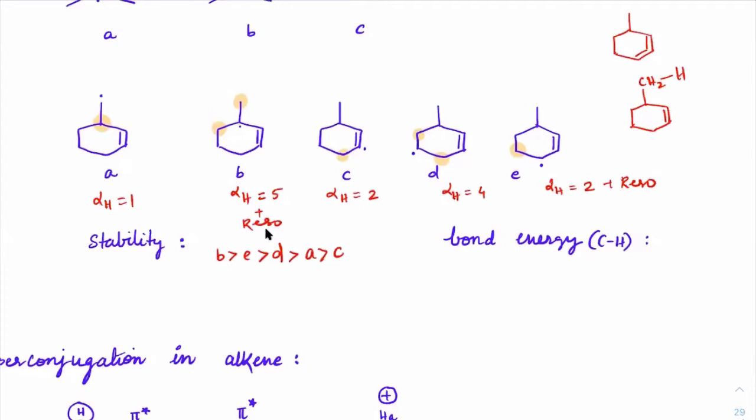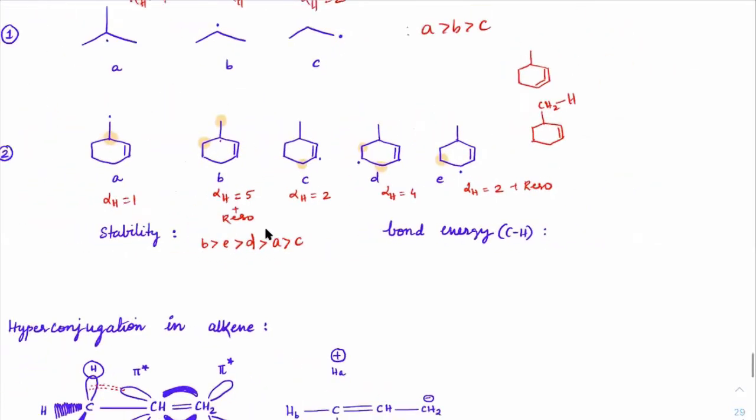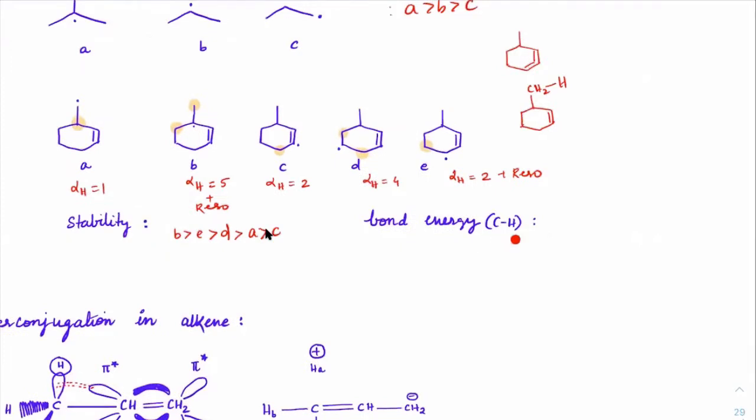Is that clear, everybody? So you should check the stability. Wherever the stability is maximum, there the carbon-hydrogen bond strength would be minimum. Wherever the stability is minimum, there the carbon-hydrogen bond strength will be maximum. So if the bond energy between carbon and hydrogen before breaking has been asked, then the answer here should be C greater than A, then D, then E and B.